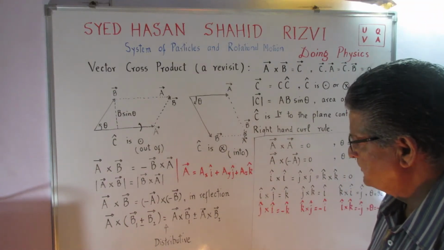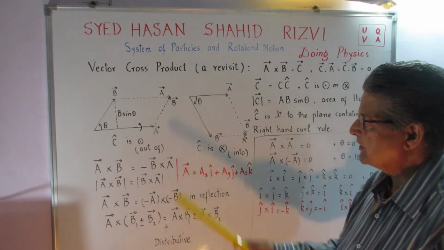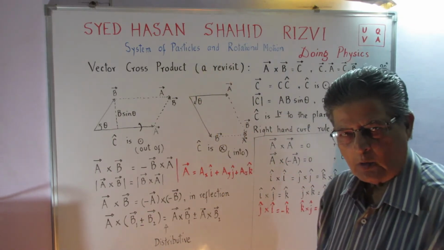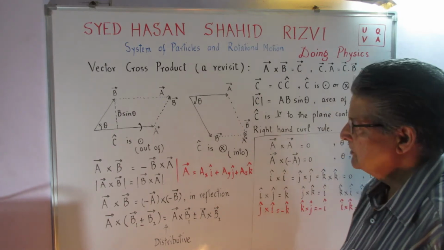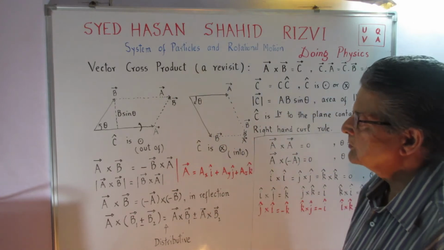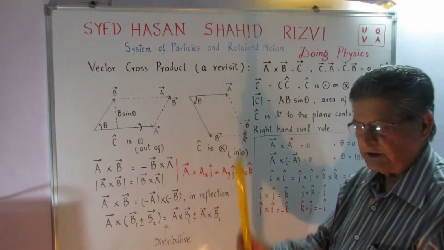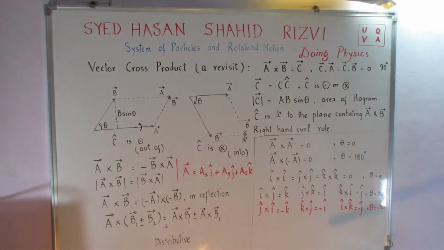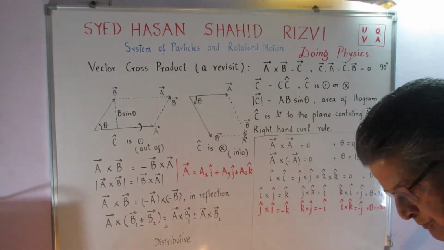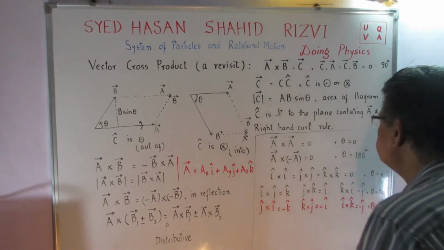So for the further study, we need the applications of the vector cross product, which I introduced to you while I was teaching vectors. Along with the vector dot product, I told you about the vector cross product. That's why I'm writing a revisit. Okay, and this is defined mathematically as A cross B is equal to a vector C.